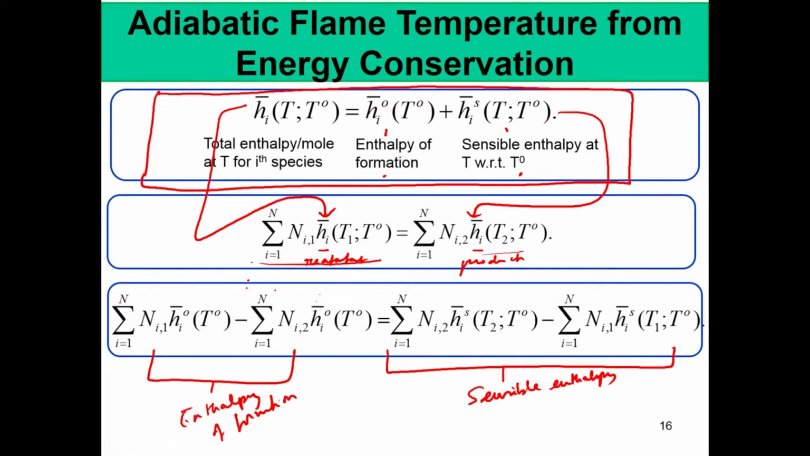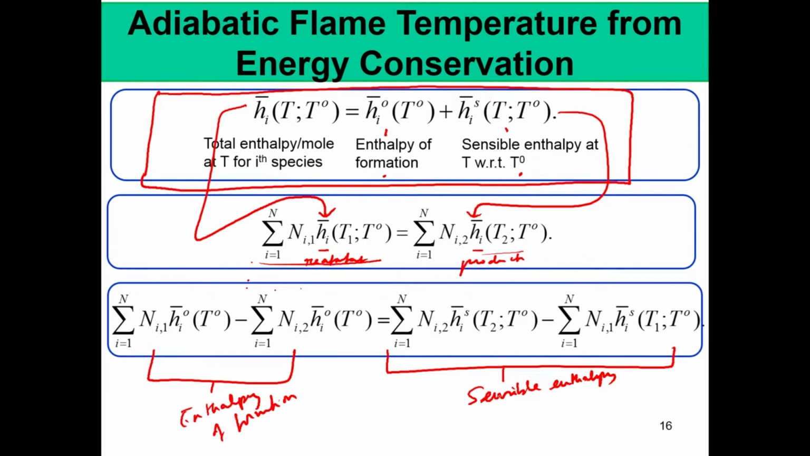Now, what we have done in this step is collect the enthalpy of formation of the reactants and the products on the left hand side, and the sensible enthalpy of the reactants and the products on the right hand side. Now, if this is a combustion reaction, say, the enthalpy of formation of the reactants is much higher.